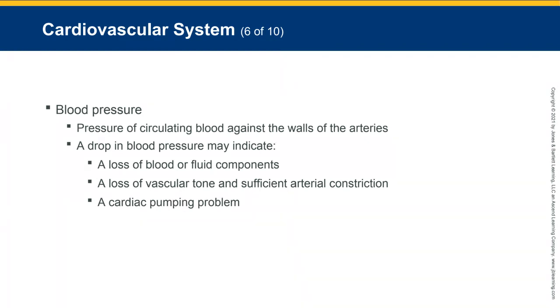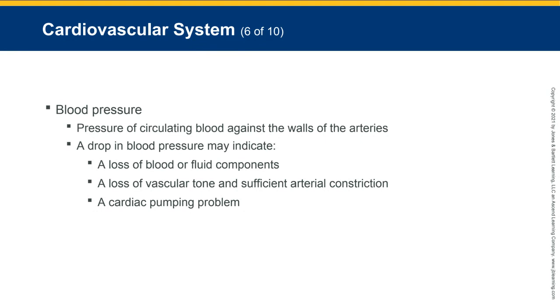And for the blood pressure, this is the pressure of circulating blood against the walls of the arteries. A drop in the blood pressure can be linked to not enough fluid, which is blood or plasma, present. It can be that the blood vessels, the veins, are too dilated, or the arteries are too constricted, or there is a pumping issue. Once blood pressure starts to fall, pulse rate increases.